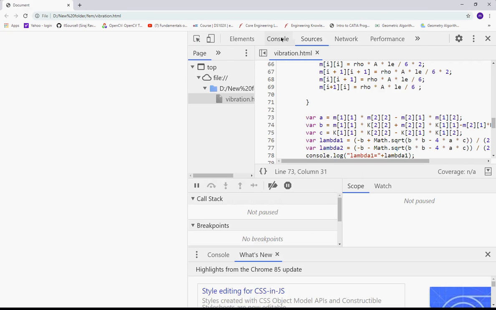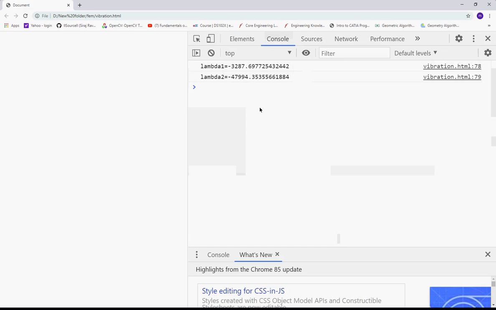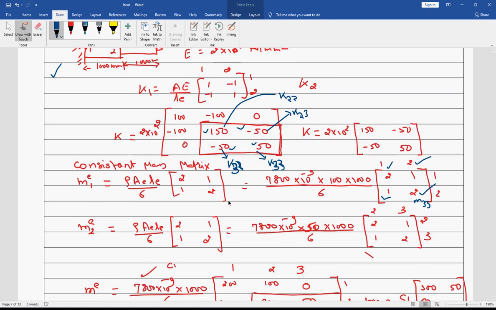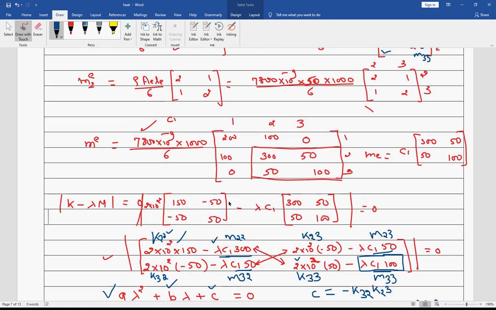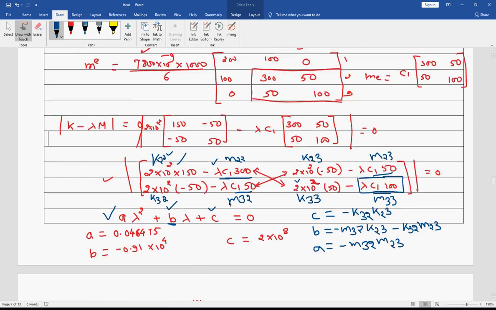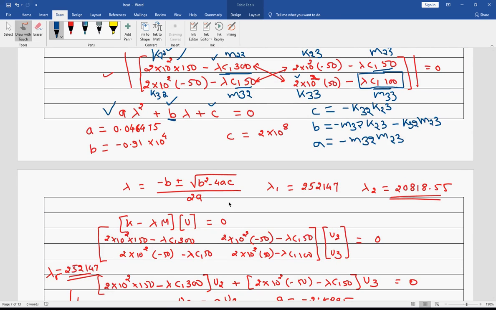Okay, so I got these values. Lambda 1 is something like this and lambda 2 is something like this. I don't know why I got the minus. And here, what value did I get? Okay, so some different value I have achieved in this case.